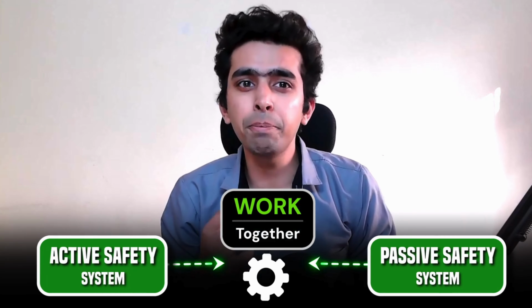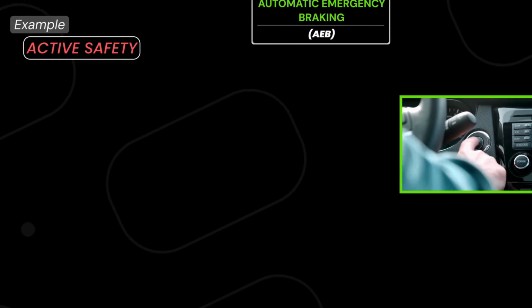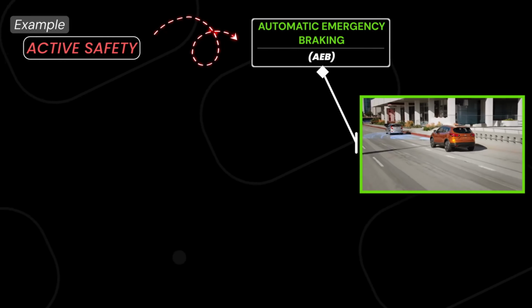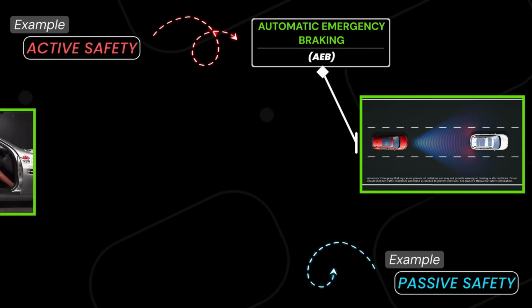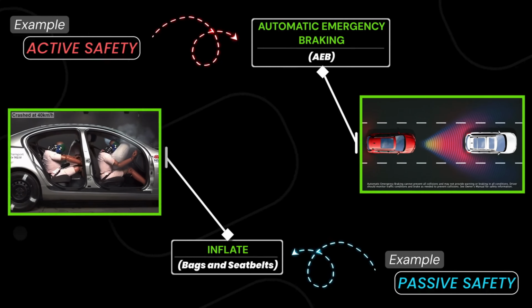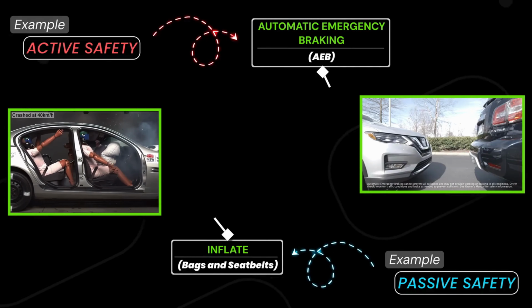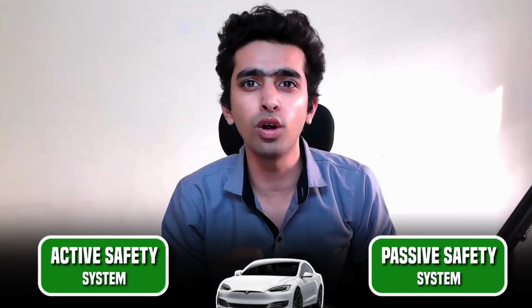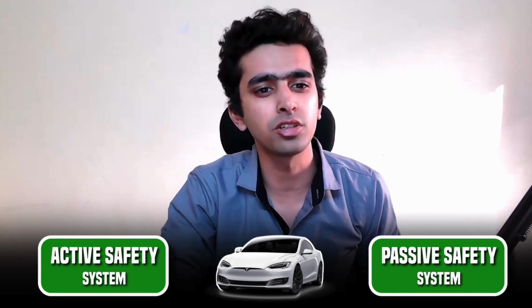The real magic happens when active and passive safety systems work together. For example, with active safety, automatic emergency braking slows down the car before a collision, and the passive safety domain inflates the bags and tightens seat belts. They minimize the injuries if the impact has occurred. By integrating both domains, modern vehicles ensure the highest level of safety for the drivers and the passengers.